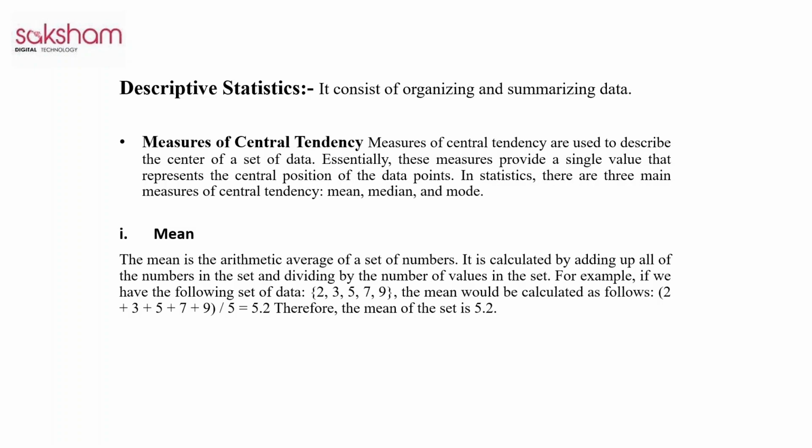We have another example like 1, 2, 3, 4, 5. We add 5 plus 4 plus 3 plus 2 plus 1. We have 15 in the numerator and we divide by 5, so our output is 3. So the mean value of this data is 3.